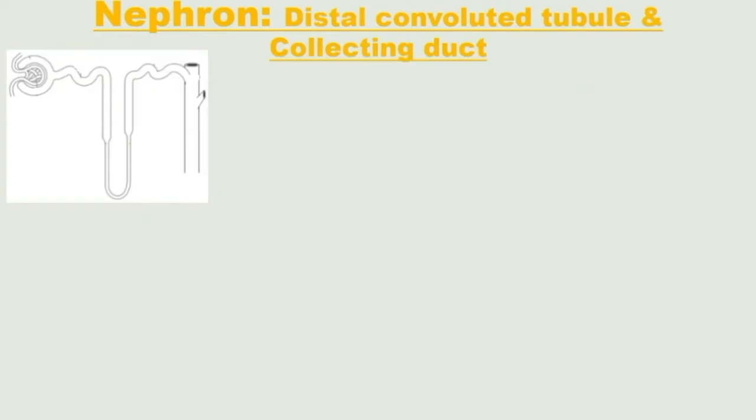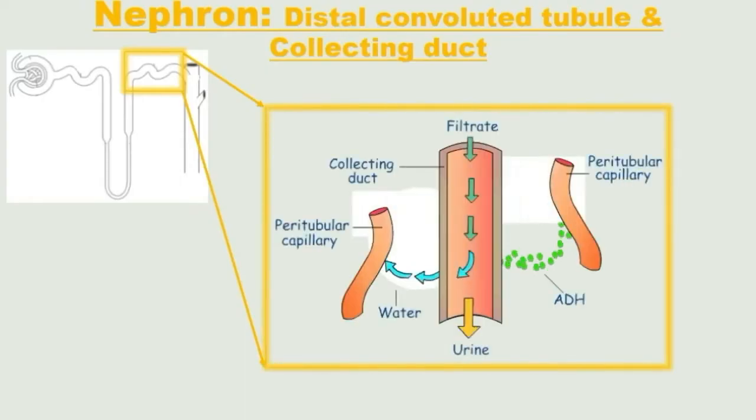The next one is the distal convoluted tubule. That's the last part of our nephron. This is where water is reabsorbed, and the reabsorption is controlled by ADH, which is a hormone.